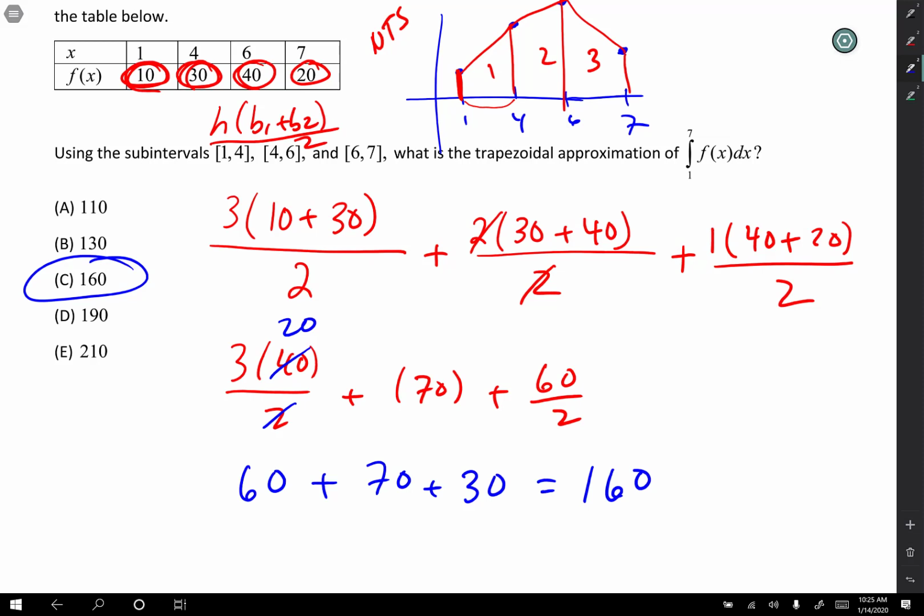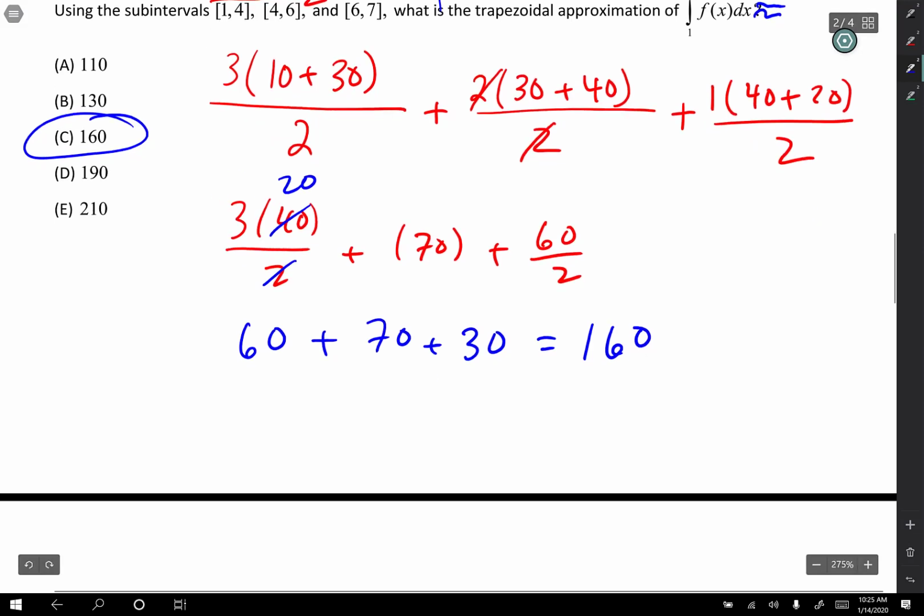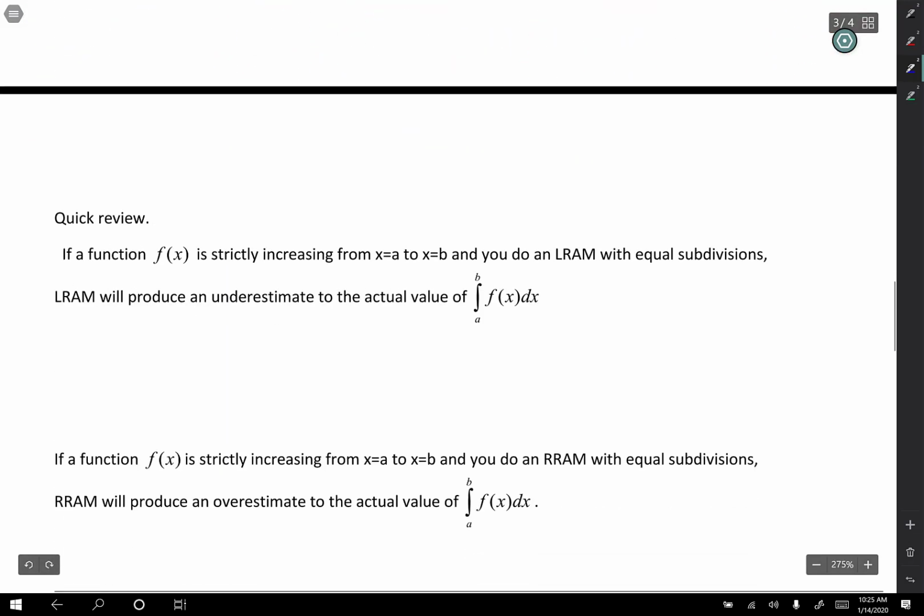I just added them up. I just did algebraic. No, that is an approximation still. That still is an approximation. All right.